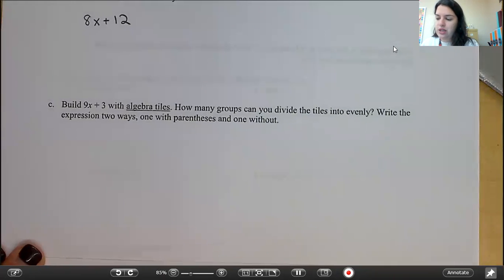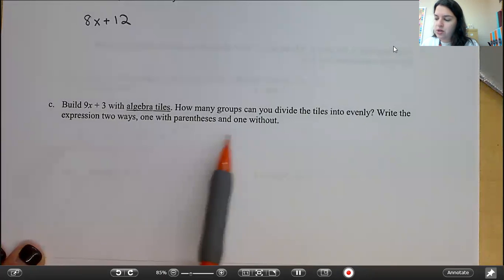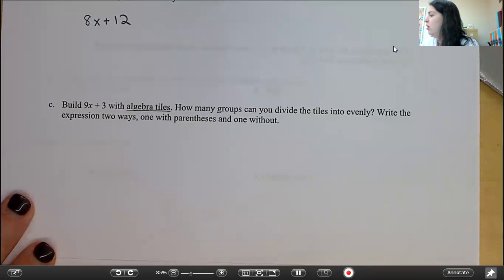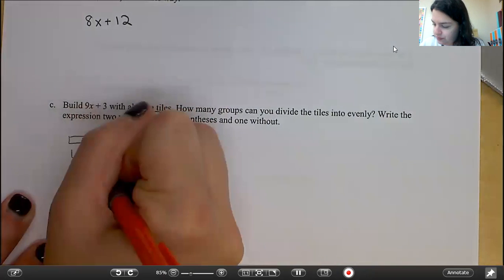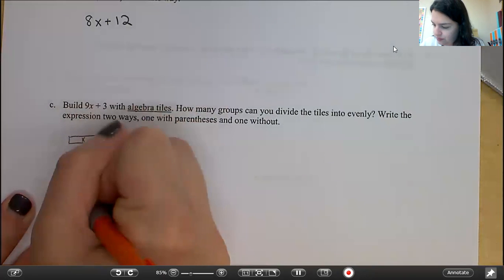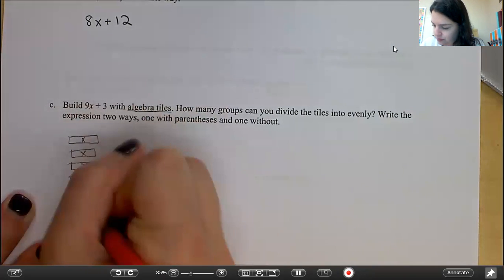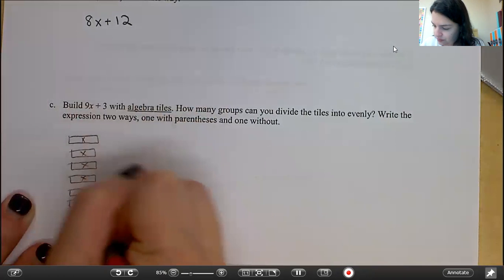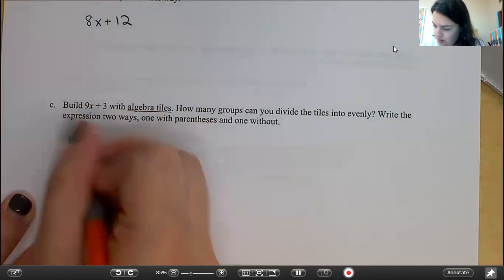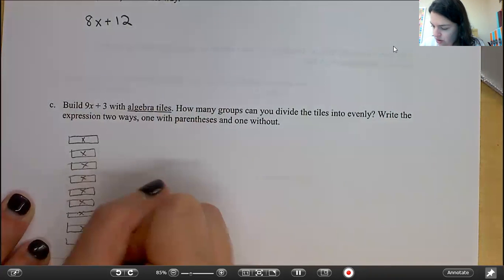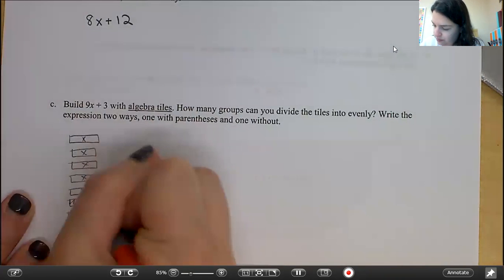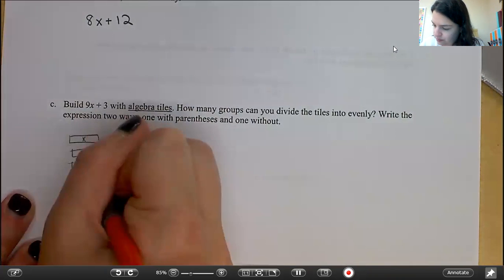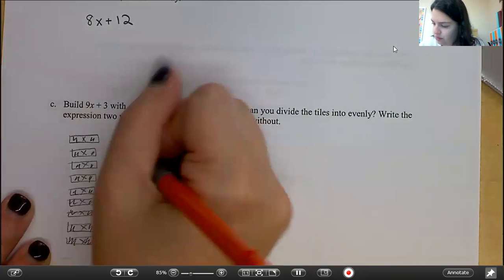C, we're starting with reverse thinking now. Build 9x plus 3 with algebra tiles. How many groups can you divide the tiles into evenly? Write the expression in 2 ways, one with parentheses and one without. All right, so we have 9 x's, and these should all be shaded in because they're positives. And then we have 3 unit tiles.